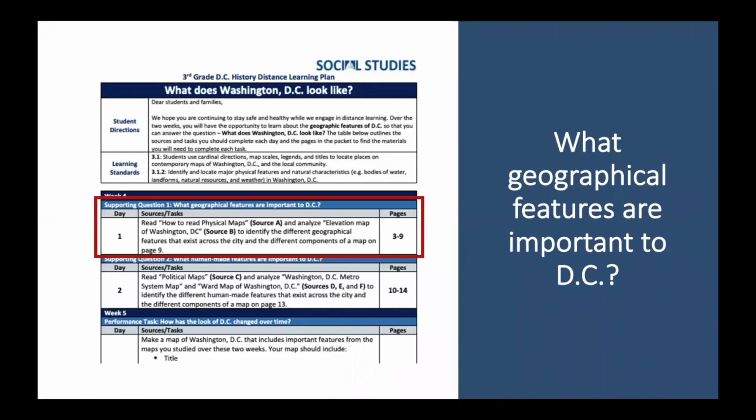In supporting question 1, what geographical features are important to DC, we begin by reading about types of maps that describe the natural features of certain areas. As you read through the first article, How to Read Physical Maps and Review Topography Maps of DC, think about your favorite areas in DC and how you might describe them to others using one or more of these maps. To respond to the supporting question, please answer the question on page 9 of the distance learning plan.